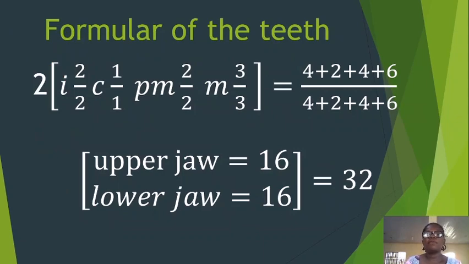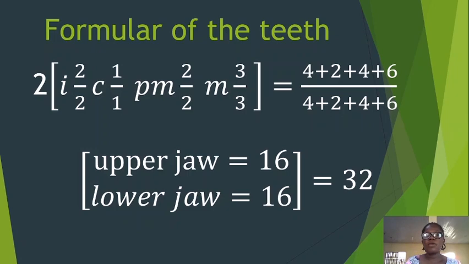Now this is the formula of the teeth. You can see in that formula, the I represents the incisor, which is 2/2. The C represents the canine, which is 1/1. Then we have the premolar, which is 2/2, then the molar 3/3. The top number represents the upper jaw, while the bottom number represents the lower jaw. The same is applicable to the canine, the premolar, and the molar.